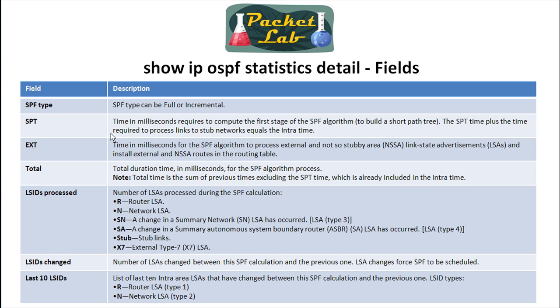So the SPT, this doesn't help me much. Time in milliseconds required to compute the first stage of the SPF algorithm to build the short path tree. Short path tree, not shortest path tree, whatever. The SPT time plus the time required to process links to stub networks equals the interrupt, whatever. That doesn't give me a whole lot of detail. We saw that this was 0, so it doesn't really matter.